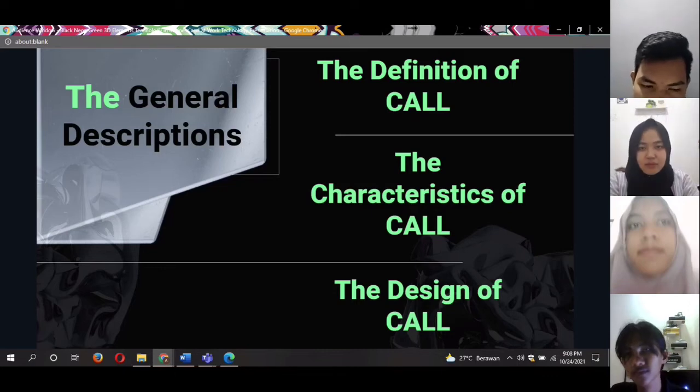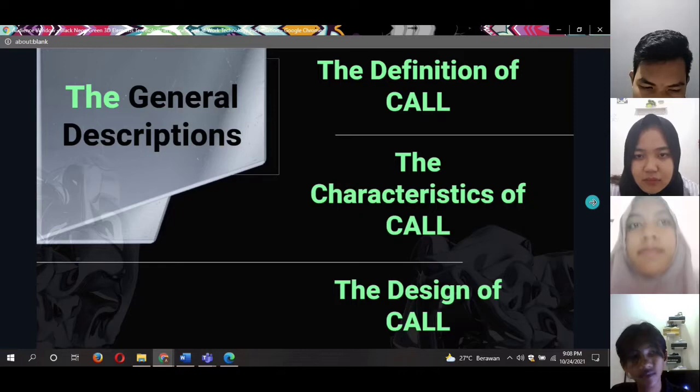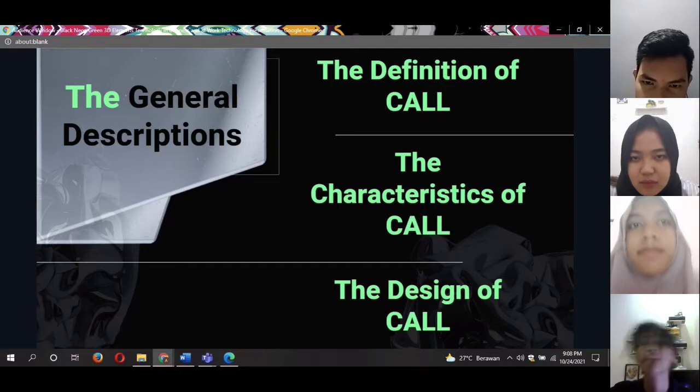And the next, the general description about the definition of CALL. CALL is an approach to teaching and learning in which the computer and computer-based resources, such as the internet, are used to present, reinforce, and assess material to be learned. And the characteristics of CALL.